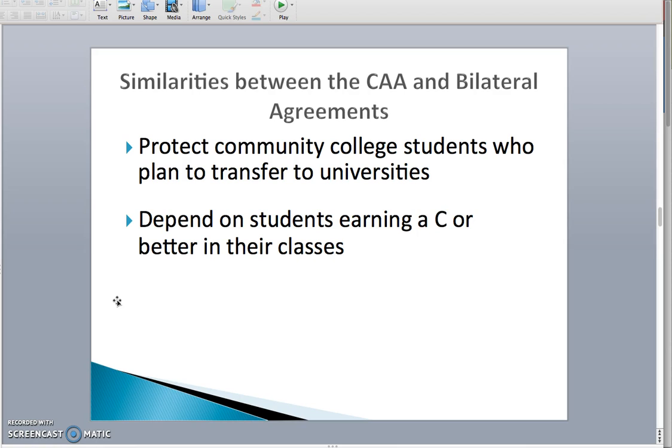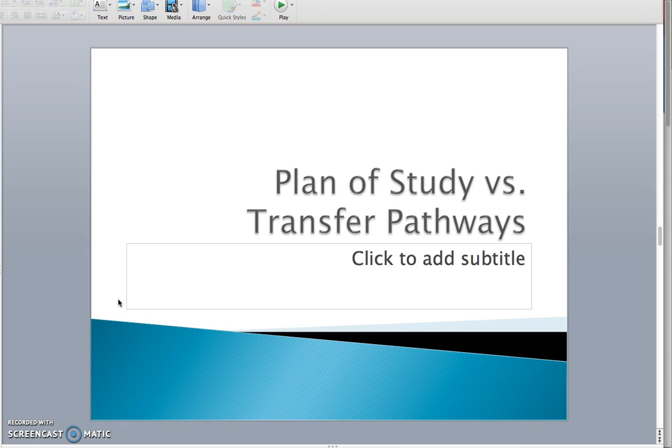So one thing that I think is important for you to understand is the difference in the terminology between plan of study and transfer pathways. The plan of study is what we looked at last time, where these are the courses that you have to take in order to complete your associate's degree at the community college. Transfer pathways are different. These are how the senior institutions recommend you get to your Associate of Arts and how it will transfer over.